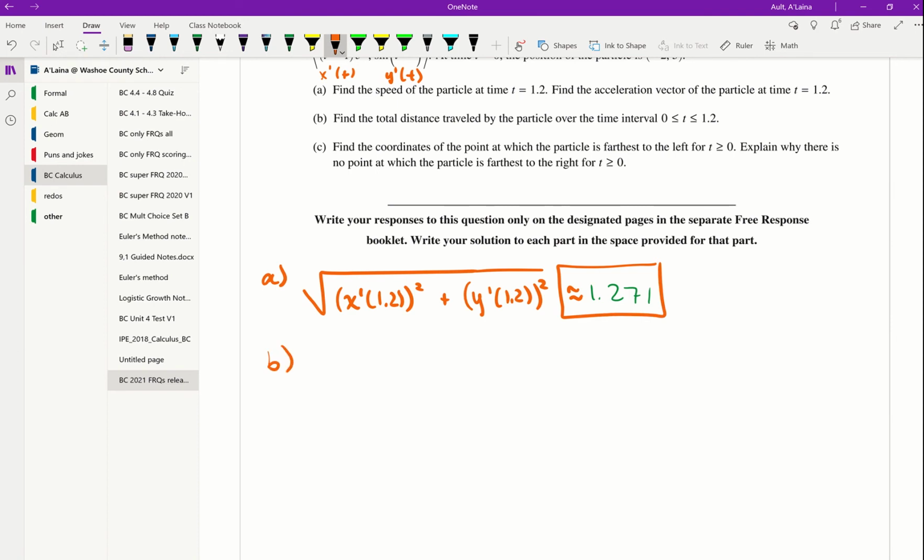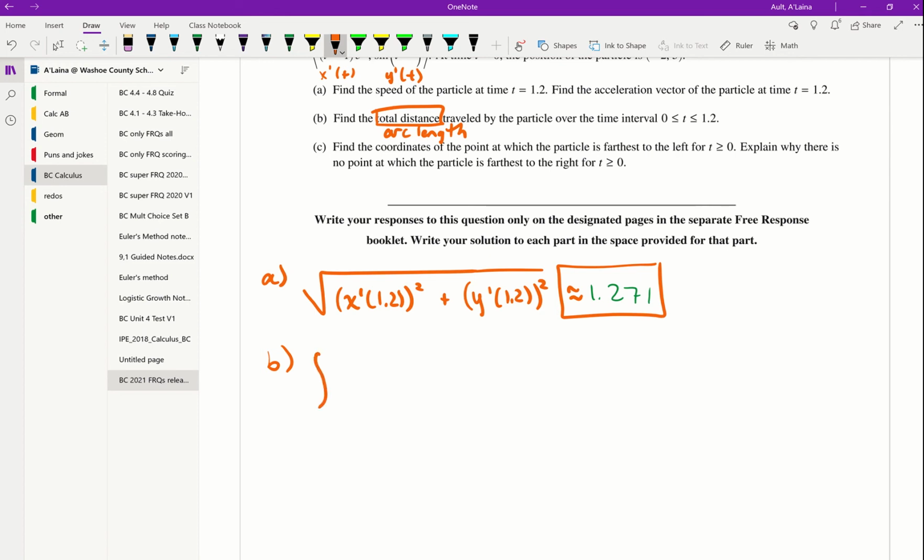Part B, we want to find the total distance traveled by the particle. Total distance traveled is kind of an interesting idea on this problem because we have to understand that this is arc length. So we've got to read this properly as this is arc length. In AB, total distance is the definite integral of the absolute value of the velocity. But for moving in more than one direction, both horizontally and vertically, we do arc length.